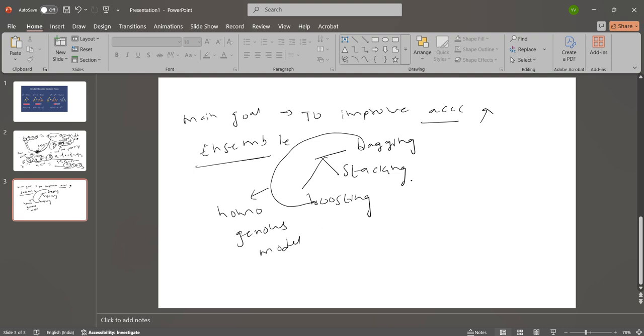Remember this. This is heterogeneous models. Heterogeneous. What is meant by hetero? It means different, right? Homogeneous means we know that it is the same.